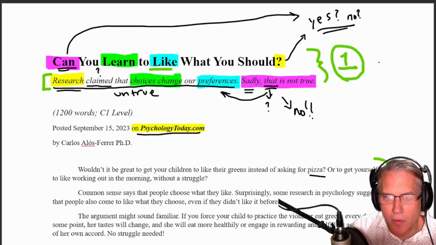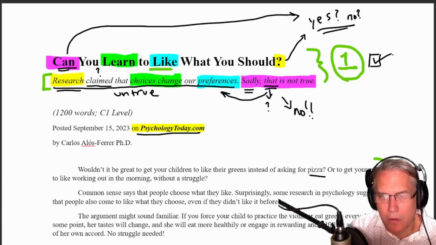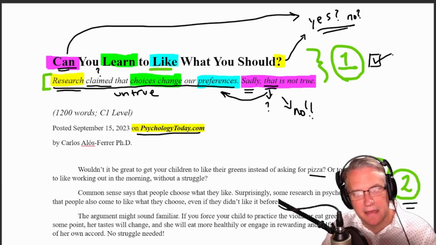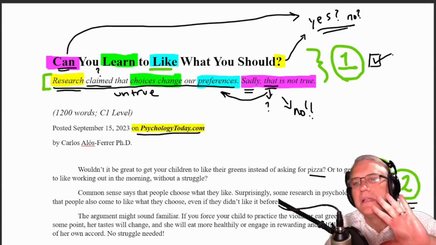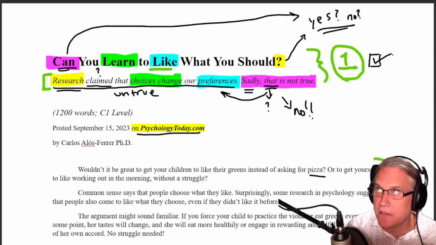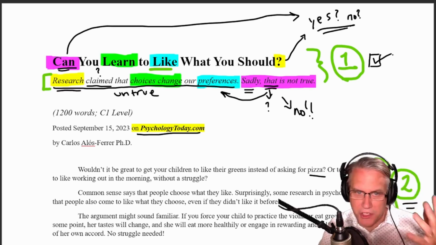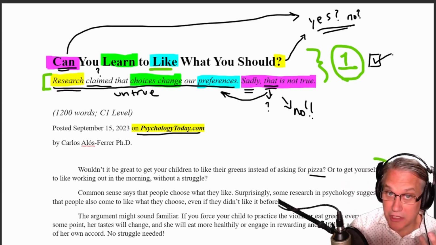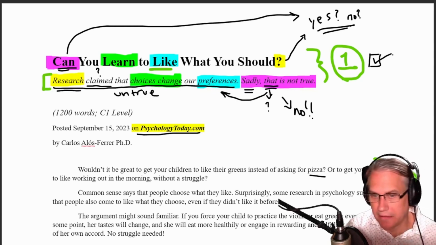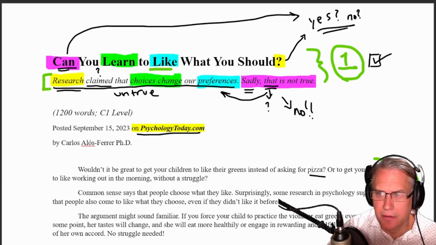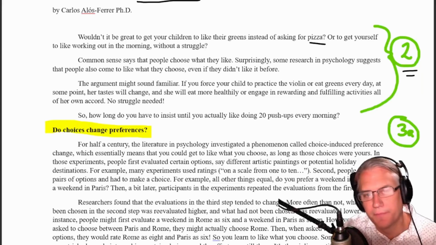So number 1, we've done that. We've read the title and the secondary title, and we're making a guess that this article is somehow disagreeing with previous research about the psychology of changing what you like, changing preferences. That's what I have so far. Okay, let's take a look at this first section.